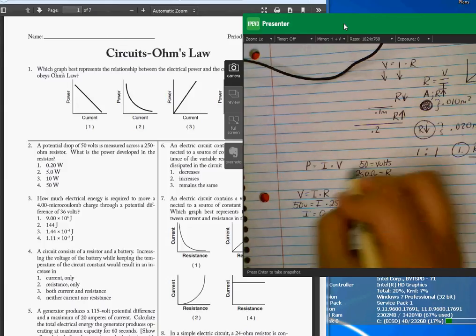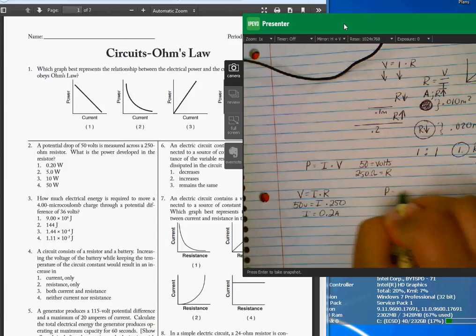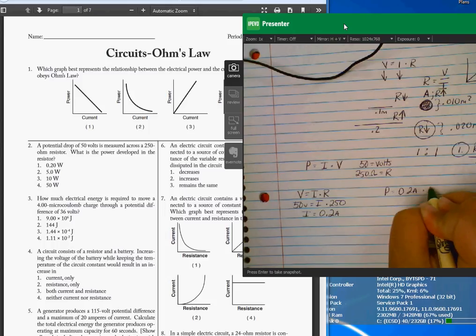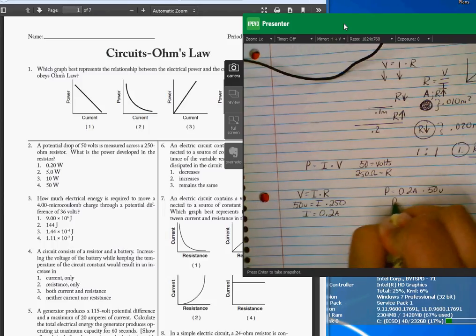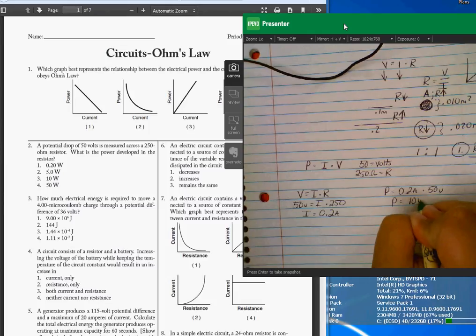So we have our current now, so we're going to plug that in and find power. Power equals 0.2 amps multiplied by the voltage, which is 50 volts, and you should have a power rating of 10 watts. And that's choice number 3.